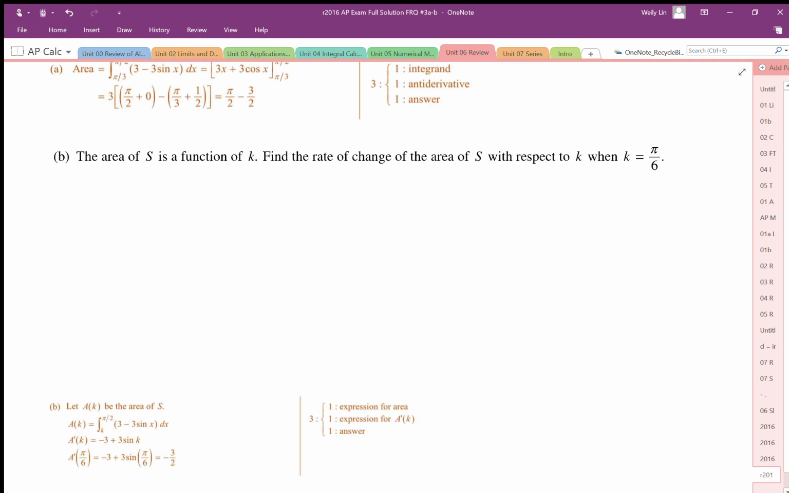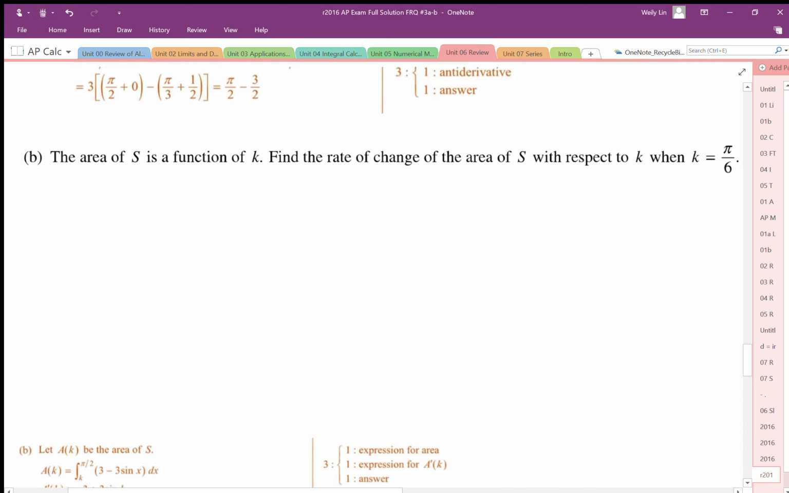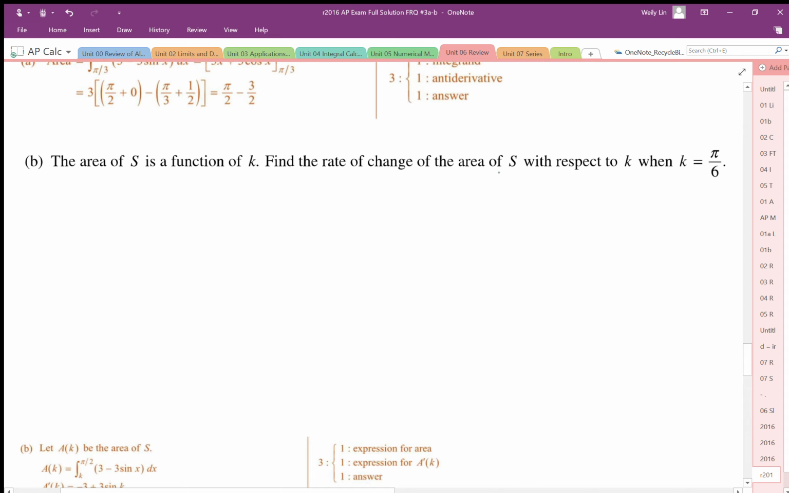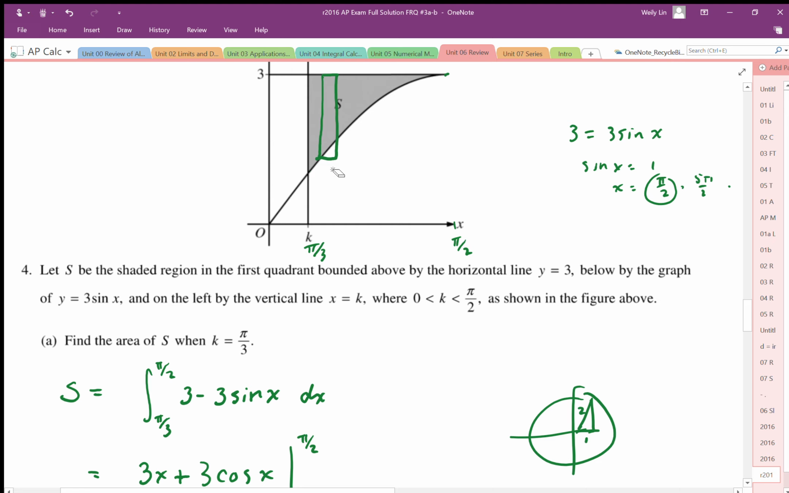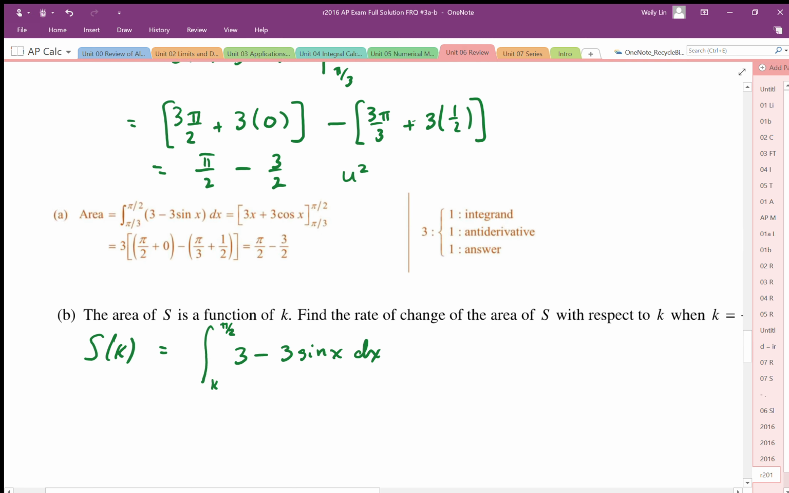Part B says the area S is a function of k, and the rate of change is the area with respect to k. First of all, S is a function of k, and that function is an integral function. It's the integral from k to where it stops at pi over 2 of the area function we worked out. A couple of things we have to be careful of. Make sure you are clear on the direction of the bounds. We are integrating from k on the left side to pi over 2, and this k is going to move, but we're integrating from left to right.